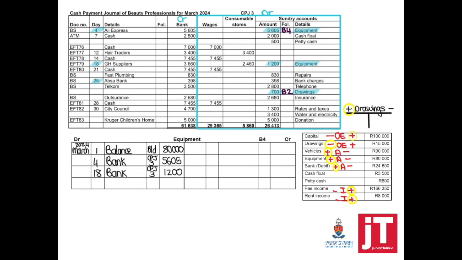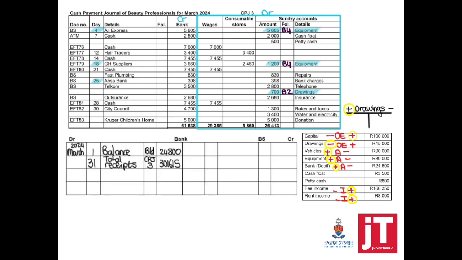What is the contra account? Bank. There were no other transactions with regards to equipment, which means at the end of the month, we can now total it. This is my new balance going into the next month.